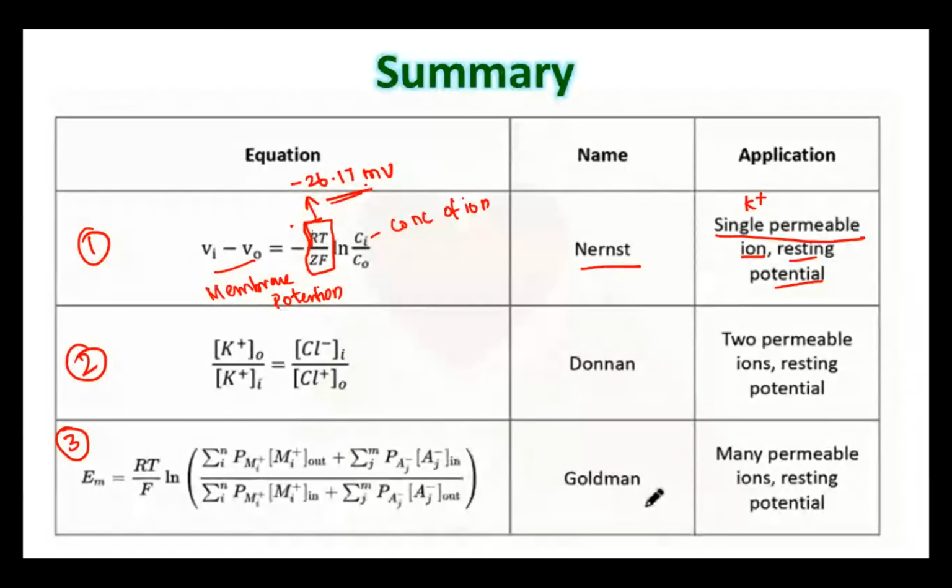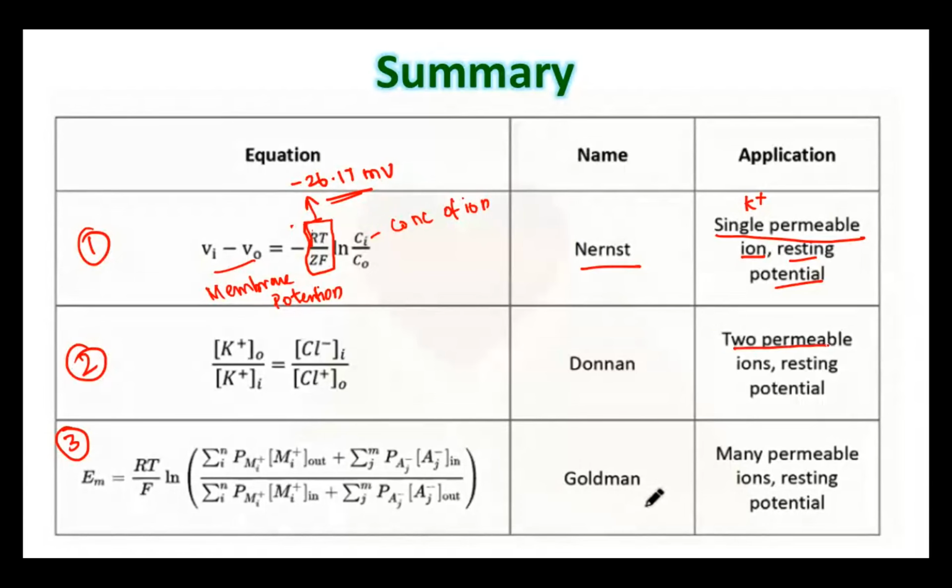If they give a lot of values to confuse you, please don't fall into the trap, and don't waste time solving this. All are constants, so this value, minus 26.17, you should recall. If you can't recall it, they will give all the values and you can solve it on your own, and this value will come, more or less equal. Fine. So this is for a single permeable membrane.